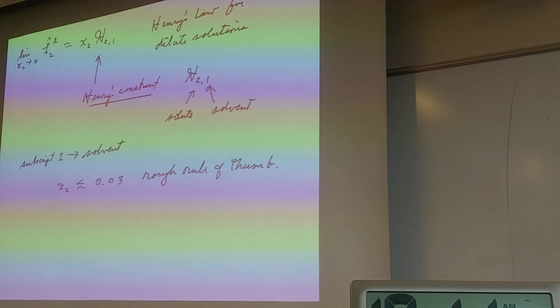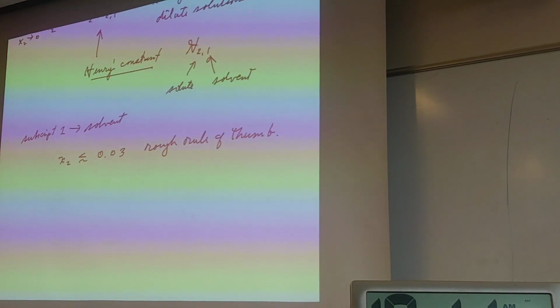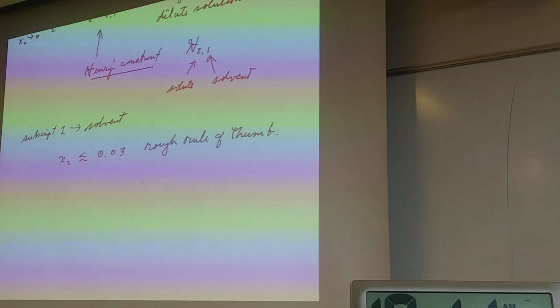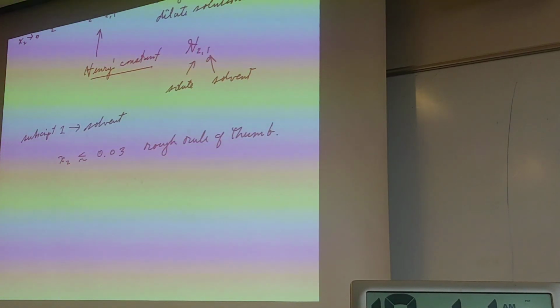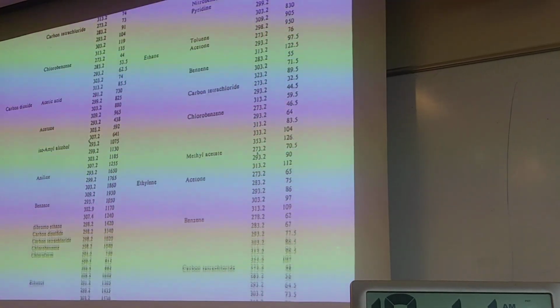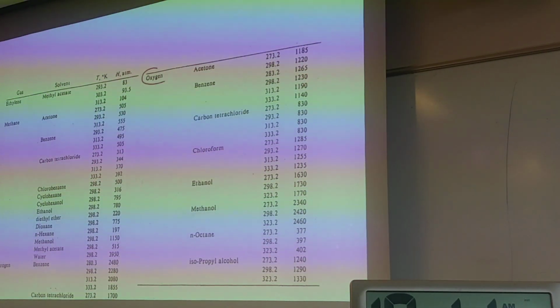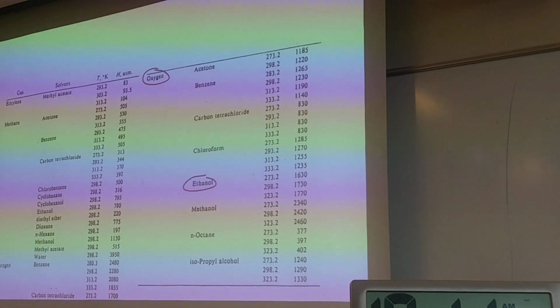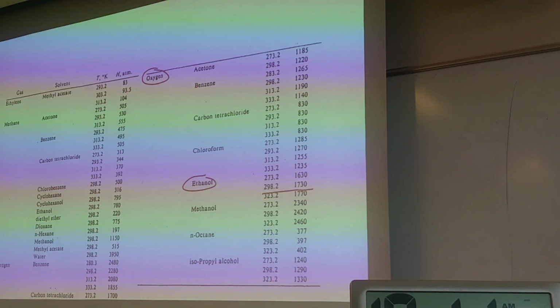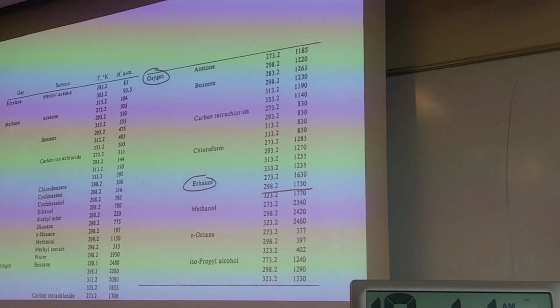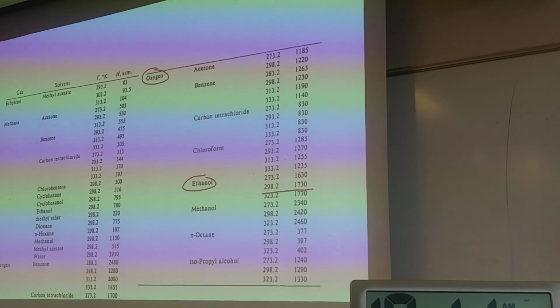So we could go back and solve our problem now. Let's look for what system do we have here. We've got oxygen in ethanol. Should have got that before I left you. Here's oxygen, ethanol, and we're at 25C, so that's this one. So it looks like Henry's constant here is 1,730 atmospheres.